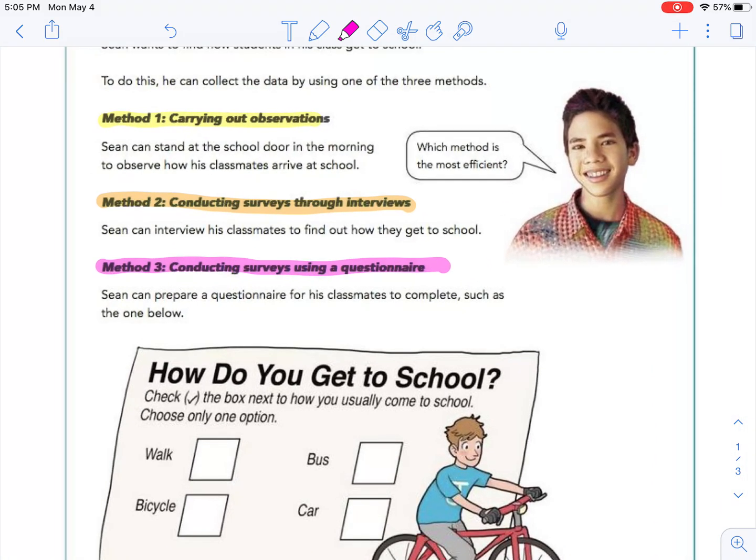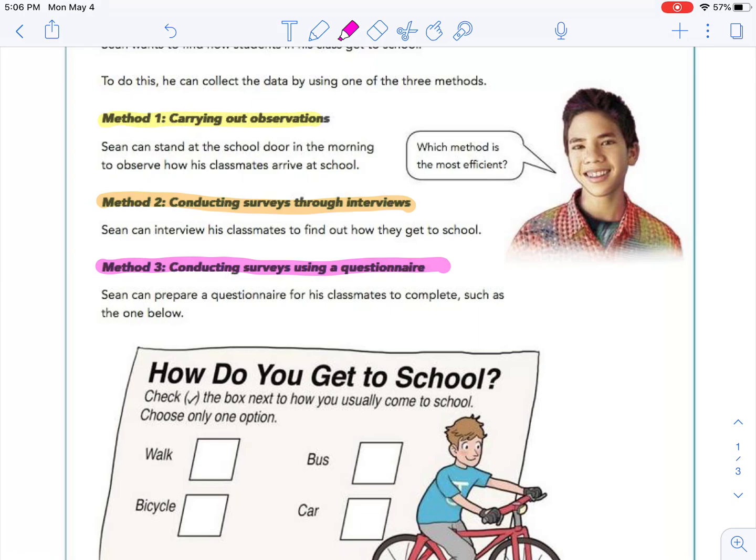I'm sure that you have probably participated in one of these three methods before. Either carrying out observations, maybe in science, you're doing an experiment and you're making observations and recording it, or maybe interviewing a classmate for something that you could be doing in a writing piece, or filling out a survey. You filled out a survey for me last week using the Google form, and I know that you guys also filled out a survey for school. So you have probably participated in each of these three.